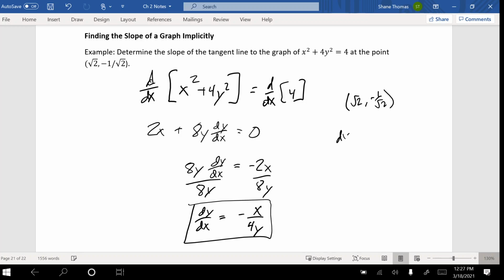So I have that dy/dx is equal to, well, on top is my x term. The x term is going to be root 2. On the bottom, I have 4 times y. My y is negative 1 over root 2. Okay, start simplifying a little bit. I end up with negative root 2 over negative 4 over root 2.